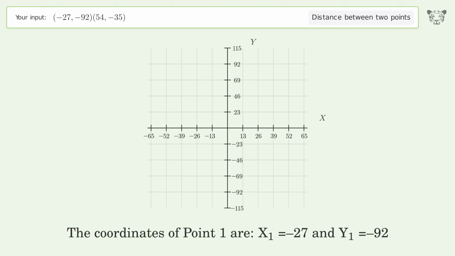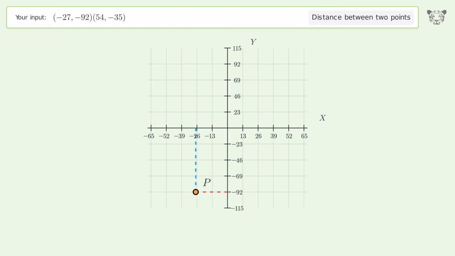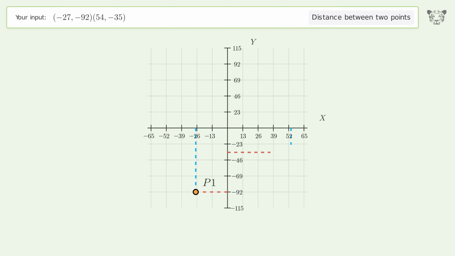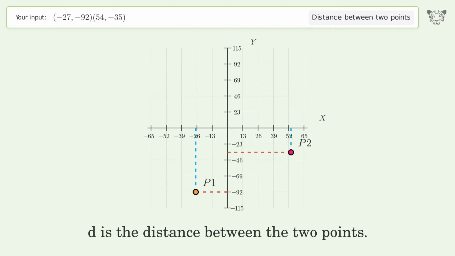The coordinates of point 1 are x1 equals negative 27 and y1 equals negative 92. The coordinates of point 2 are x2 equals 54 and y2 equals negative 35. D is the distance between the 2 points.